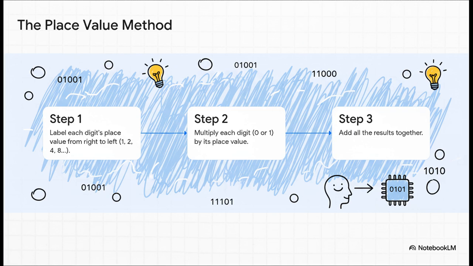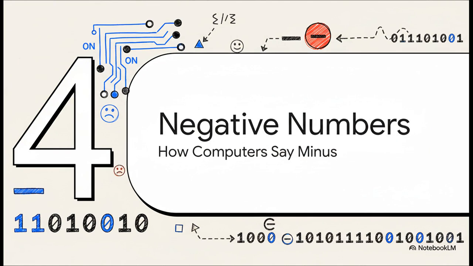You know how we have a ones column, a tens column, a hundreds column? Well, binary works the exact same way, but the columns are all powers of 2. So you have the ones place, the twos place, the fours place, the eights, and so on. To get the total, you just add up the value of every single column that has a 1 in it. Simple as that.